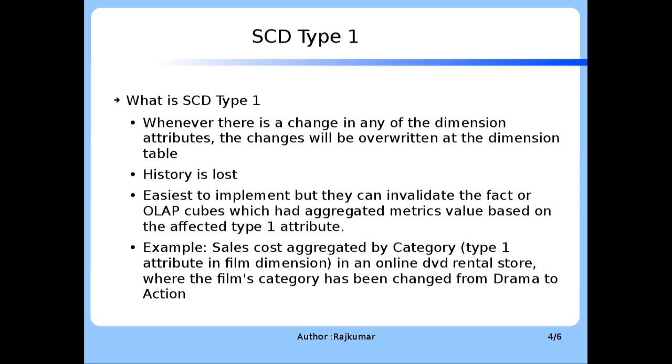What is SCD Type 1? Whenever there is a change in any of the dimension attributes, the changes will be overwritten in the dimension table. Therefore, the history is lost. Of course, this is the easiest method to implement, but it can invalidate the facts or overlap cubes which had aggregated metric values based on the affected type 1 attribute.